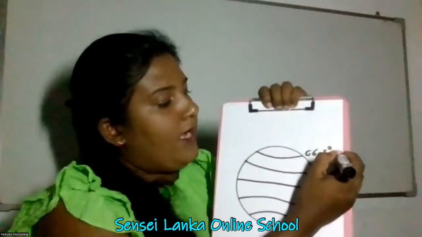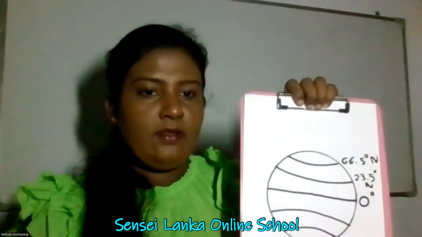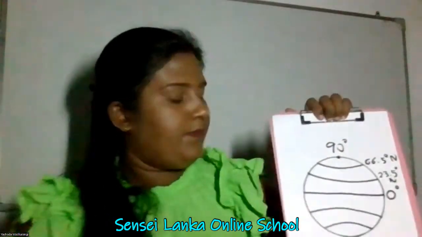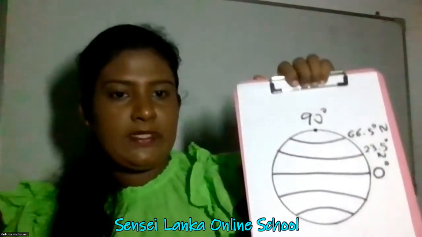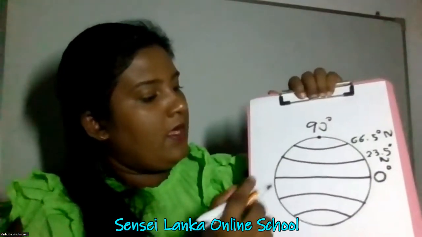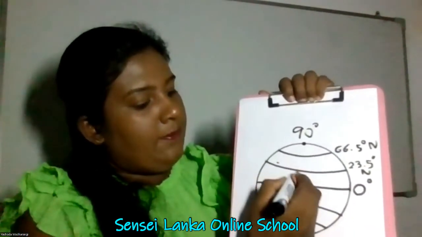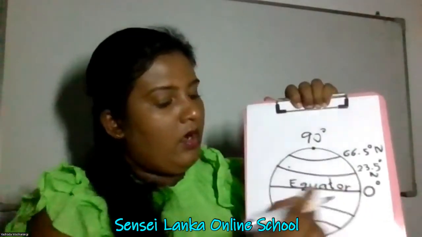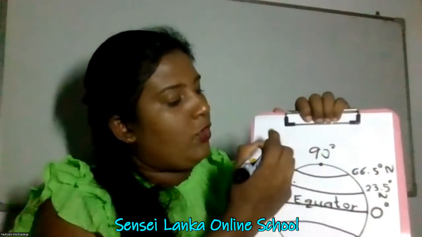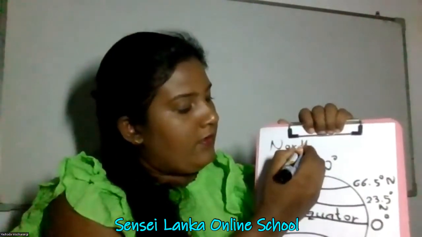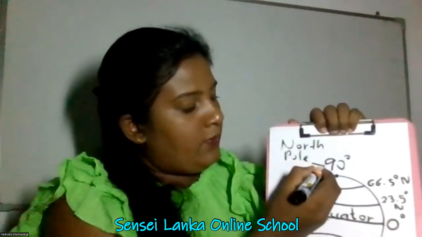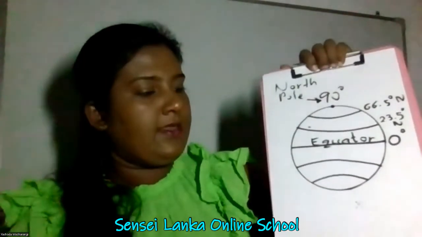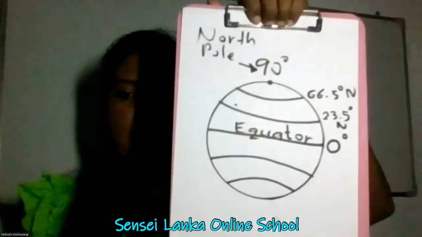66.5 degrees. You have to write N here. At the top, you have to write 90 degrees. You must understand how to mark and name them. So along this, you can write the name, Equator. Along the line, you can write the names. But for North Pole, you can write here, North Pole. Put an arrow and show it. Like this. This is the way of marking the latitudes on a paper.